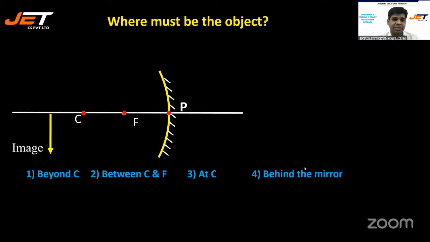Okay, so image is given over there, students. Where will the object be? Image is beyond C. So object has to be between C and F. And how will that object be? Inverted, right? Image is downward, object is upward. And enlarged. So it's between C and F. Well, the image is between C and B.